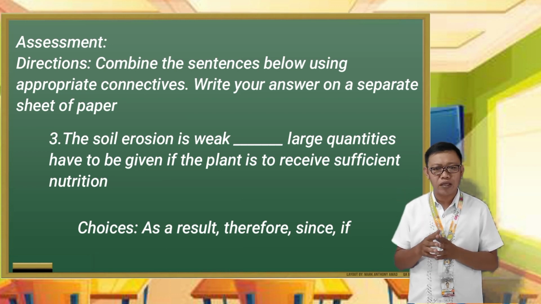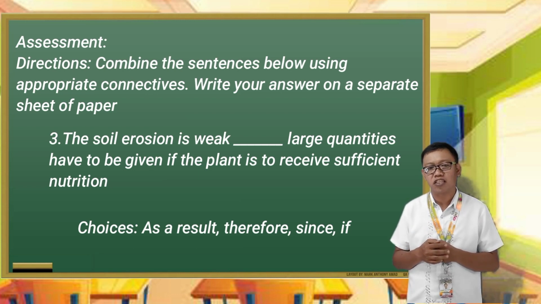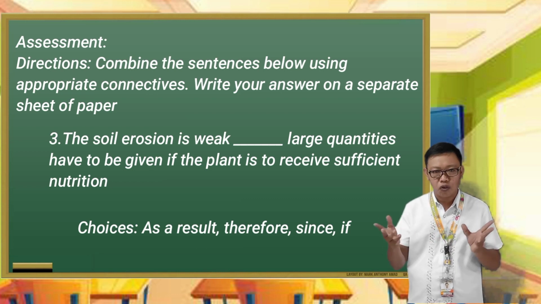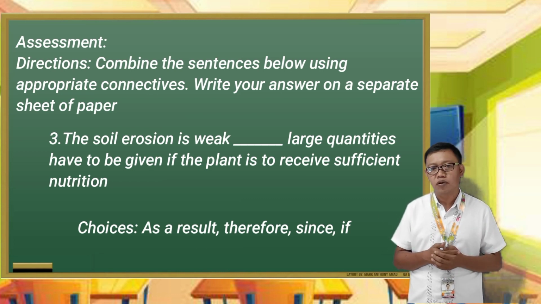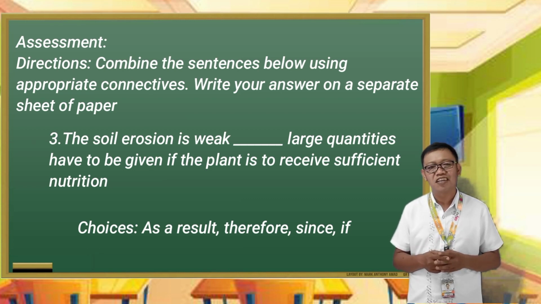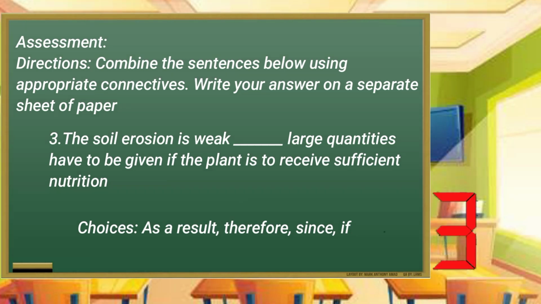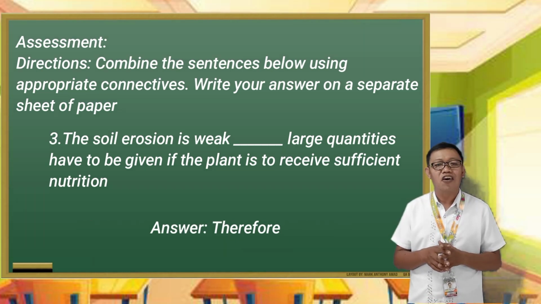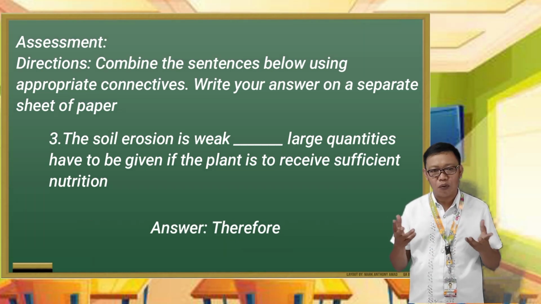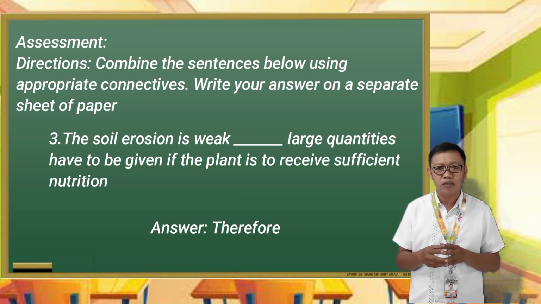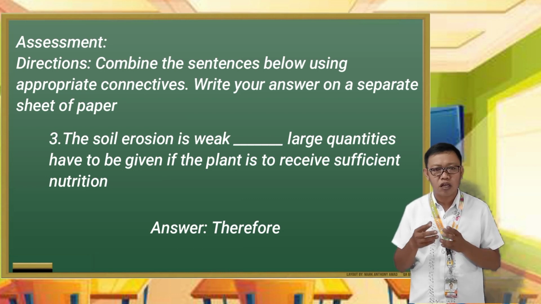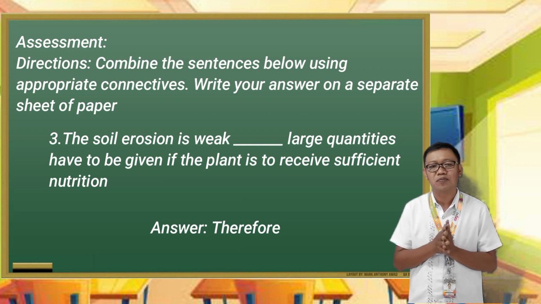The soil erosion is weak. Blank. Large quantities have to be given if the plant is to receive sufficient nutrition. Choices are as a result, therefore, since, or if. The answer is therefore. Okay, I will read. The soil erosion is weak. Therefore, large quantities have to be given if the plant is to receive sufficient nutrition. Number 4.